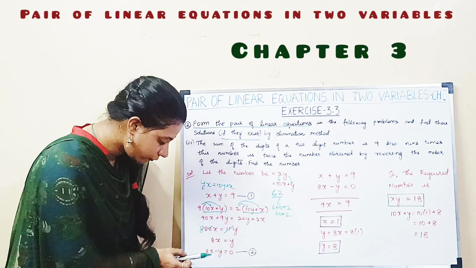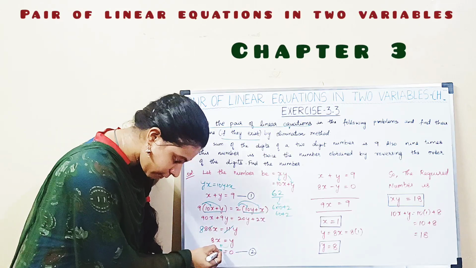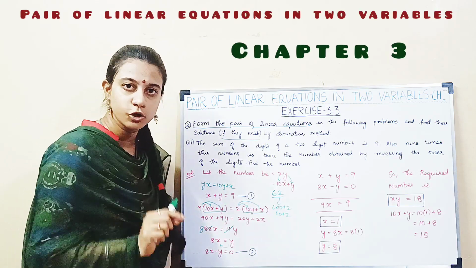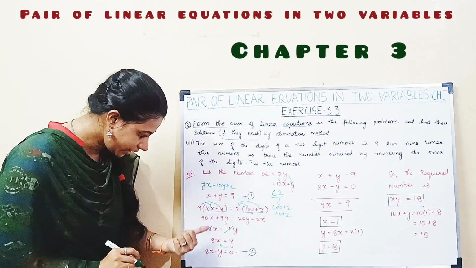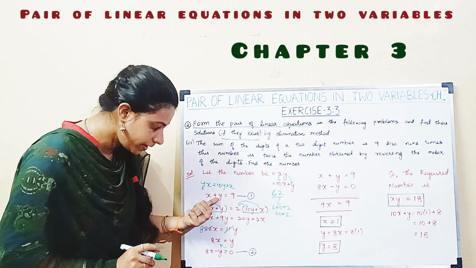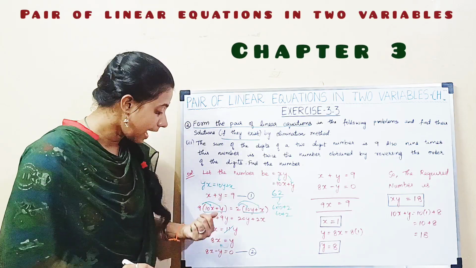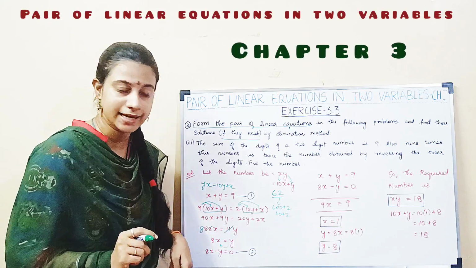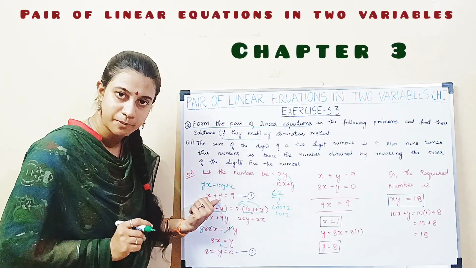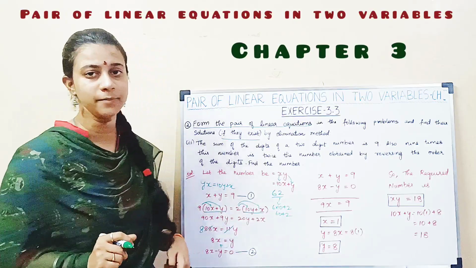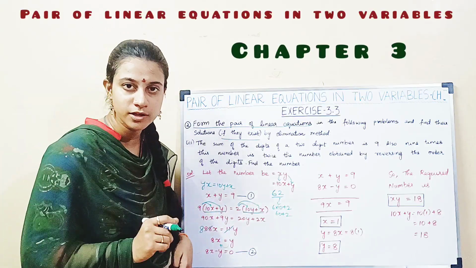We will write it in the general form, like 8x minus y is equal to 0, and we are going to take this as equation 2. Now considering equation 1 and equation 2, we can see that the numeric value of the coefficient of the y variable is 1 in both cases, and it is also of the opposite sign. Here the coefficient of y is plus 1, and in equation 2 the coefficient of y is minus 1.